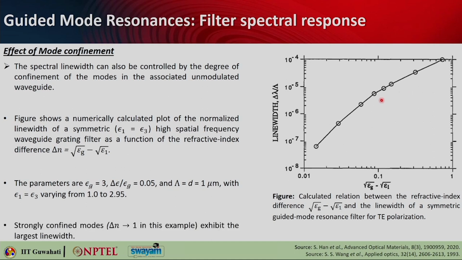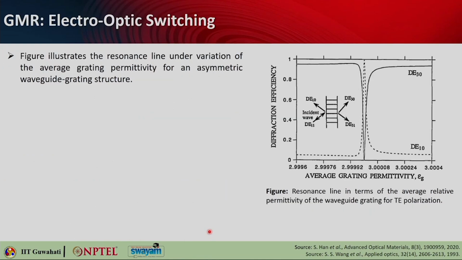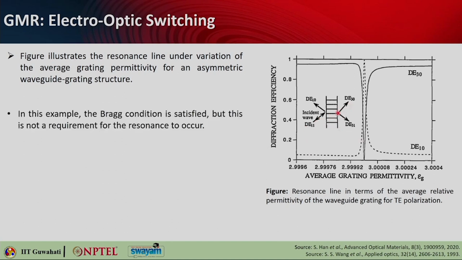Okay. So, strongly confined states, something like delta n tending to 0, exhibit the largest line width. You can also use this for electro-optic switching in some applications. This particular filter illustrates the resonance line under the variation of the average grating permittivity of an asymmetric filter or asymmetric waveguide grating structure. Here you can see there are many other modes which are getting diffracted.